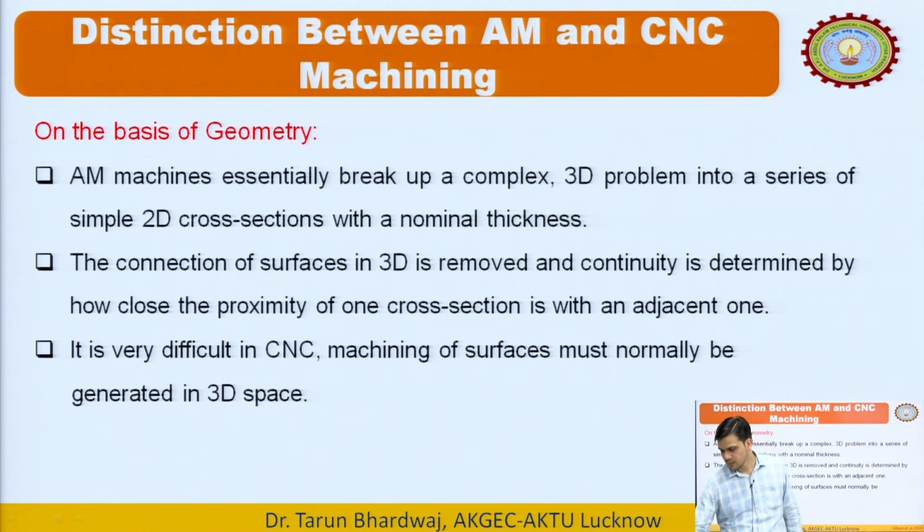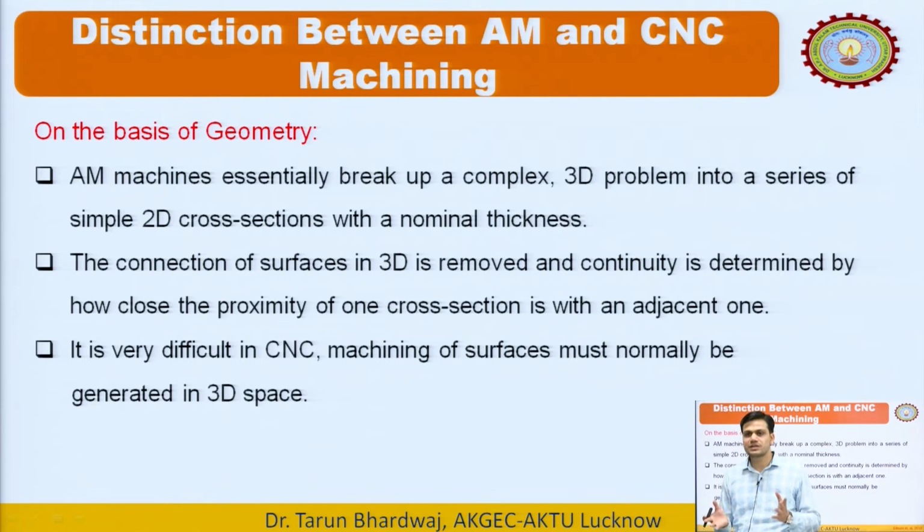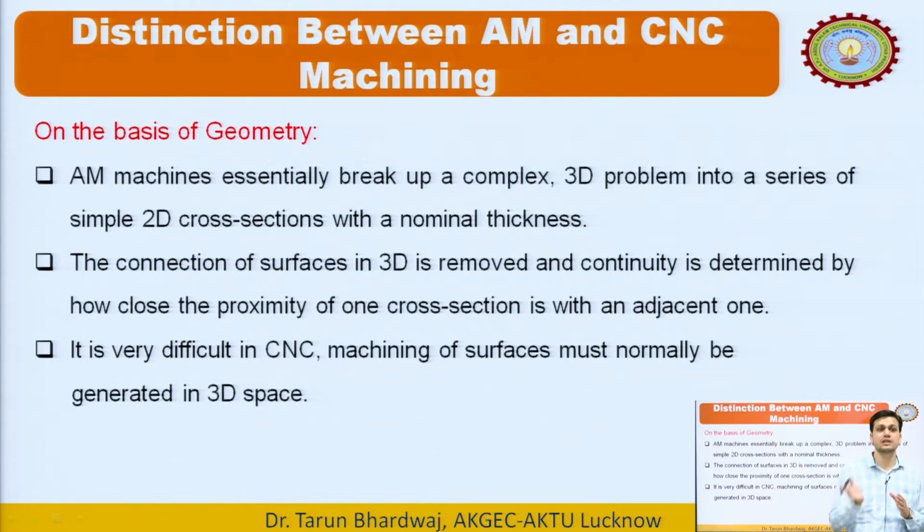ओके, नाउ if we just distinguish them on the basis of geometry, so AM machines essentially break up a complex 3D problem into a series of simple 2D cross sections with a normal thickness. मतलब अगर आपके पास एक पूरा 3 डायमेंशनल कोई प्रोडक्ट है, तो ये पूरे 3 डायमेंशनल प्रोडक्ट को 2D थिकनेस बेसिकली 2 डायमेंशनल प्रोडक्ट्स में डिवाइड कर देता है, स्लाइसेस, बेसिकली ये आपको स्लाइसेस में कन्वर्ट कर देता है, ठीक है. एंड देन कनेक्शन ऑफ द सर्फेसेस इन 3D इज रिमूव्ड एंड द कंटिन्यूटी इज डिटरमाइंड बाय हाउ क्लोज द प्रॉक्सिमिटी ऑफ वन क्रॉस सेक्शन इज विद द अनदर.